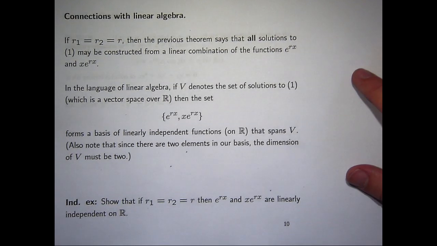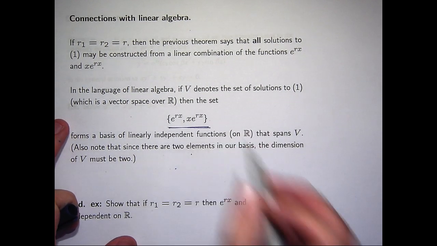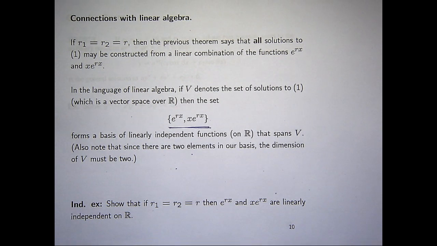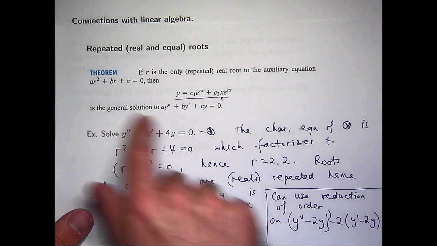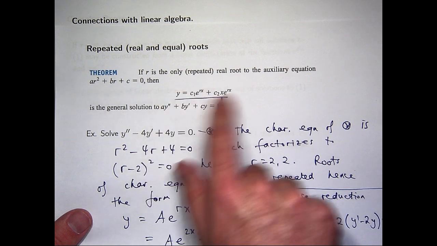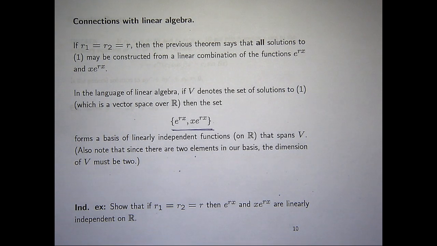Now, again, there's a really nice connection with linear algebra. The previous theorem says that this set of functions forms a basis for the solution space, right? It's a set of linearly independent functions that span the solution space. So essentially it means that if the roots are real and repeated, every solution to this problem can be written in this form. Every solution. Okay?